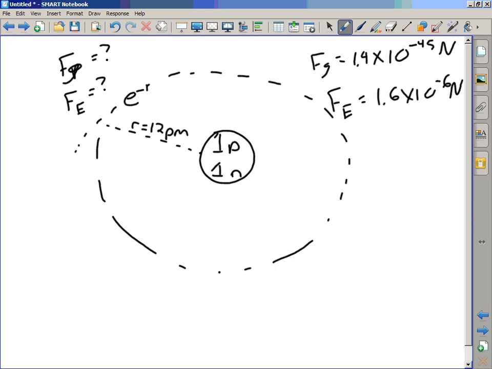Now, next thing that I want you to do. This electron, the electrical force is pointing inwards, right? I gave you a radius. Please find the approximate velocity of the electron going around the atom. What equation do you have to use?